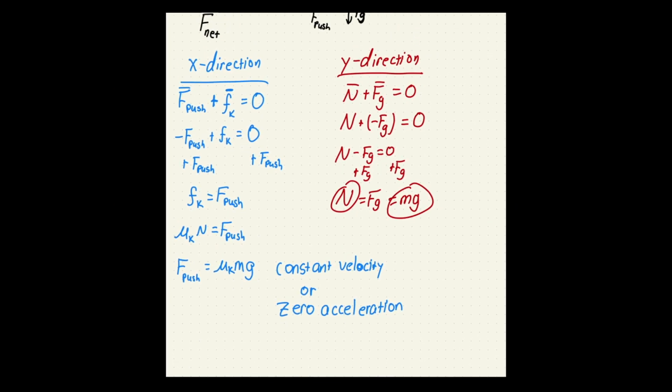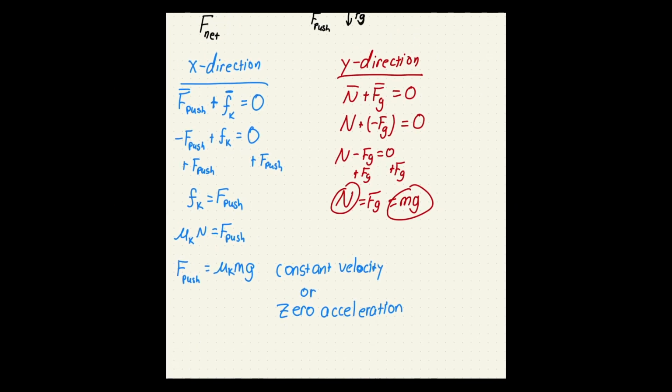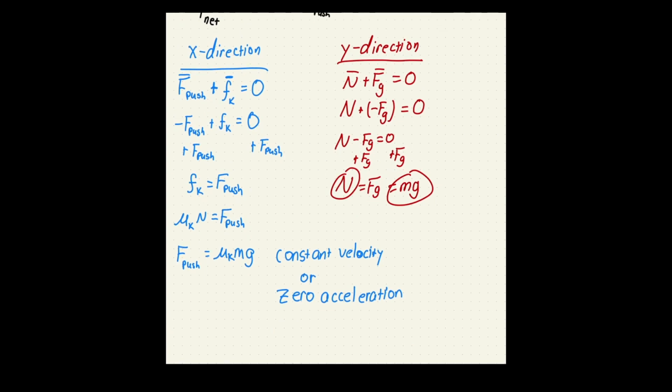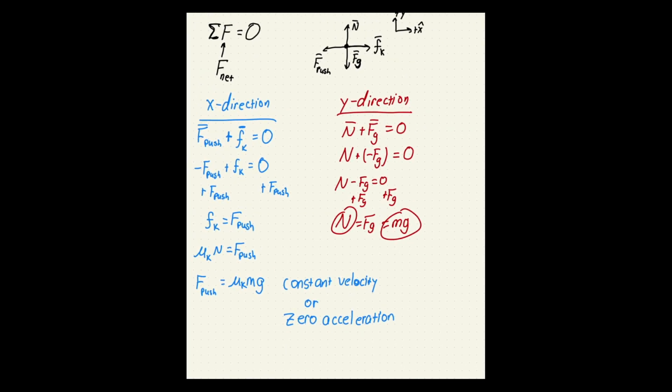Here, what we're doing is using our y direction to calculate the normal force, or to come up with an expression for the normal force. In this case, N is equal to mg. And then we use that to plug into our kinetic friction equation to find out the push force, ultimately. So if I knew what mu k and m were, and I know what g is, I could easily calculate my push force here.